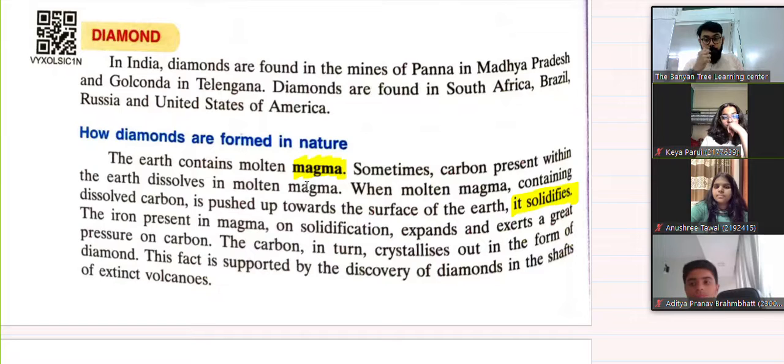So here the whole process is explained of how diamonds are found in nature. It is very interesting. The earth contains molten magma. Sometimes carbon present within the earth dissolves in this molten magma. When this molten magma containing dissolved carbon is pushed up towards the surface of the earth, it solidifies. The iron present in the magma on solidification expands and exerts a great pressure on carbon.